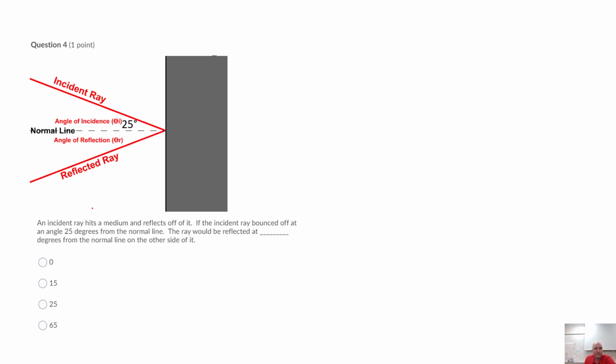So here's your question. If the incident ray hits the medium right here at 25 degrees, what is the reflection? What is the reflected ray going to go at versus the normal?